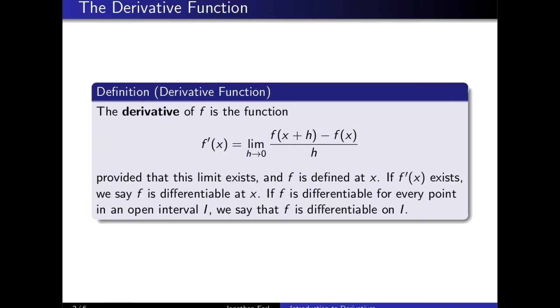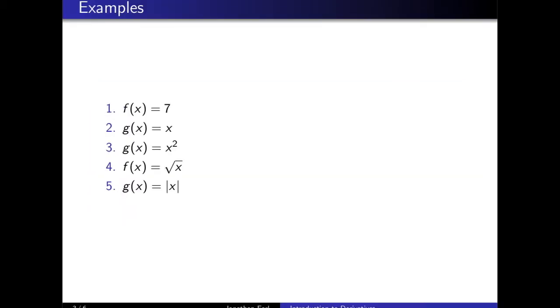And if f prime exists at every point, we say that f is differentiable. And if f is differentiable on some open interval, we say that f is differentiable on that interval. Okay, so we want to go and do some more examples for finding the derivative function. The first one that we're going to start with is the function f of x equals 7.